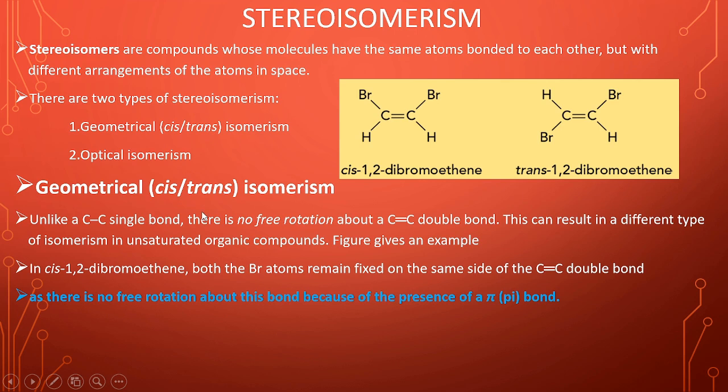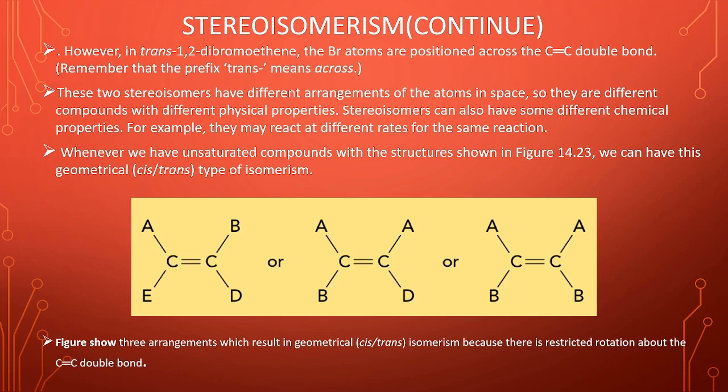In the case of the geometrical one, like you can see here, this is 1,2-dibromoethene. It is cis. Cis means the two same groups are on one side. Like you can see bromine here, hydrogen here, hydrogen here. If this is the case, it would be cis. But if it is across, it is known as the trans one. There is no free rotation about this bond because of the presence of the pi bond. In a C-C single bond, geometrical isomerism is not possible because there is free rotation.